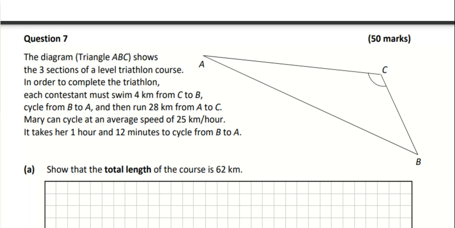Distance time question with trigonometry mixed in. So it wants me to show that the total length of the course is 62 kilometers. So let me see. Each must swim 4 kilometers from C to B. C to B is 4 kilometers.